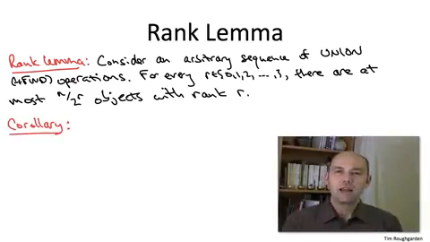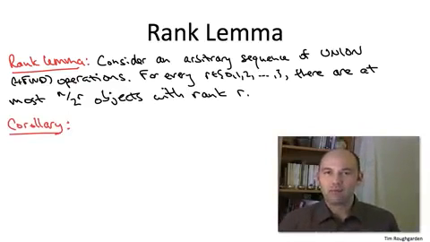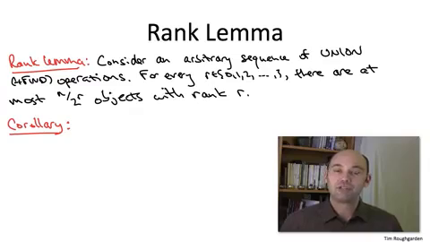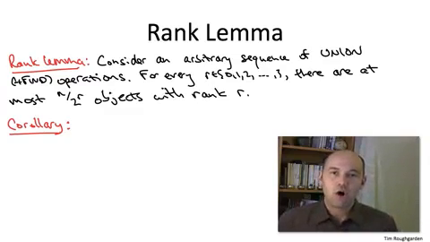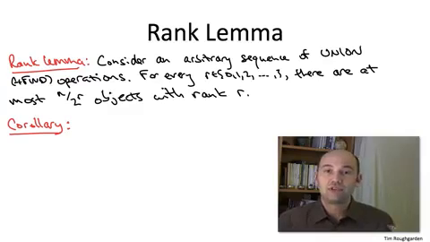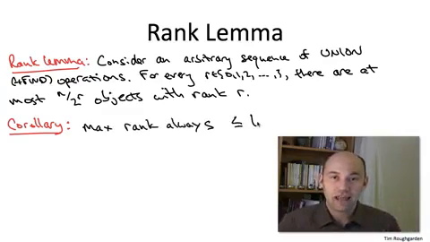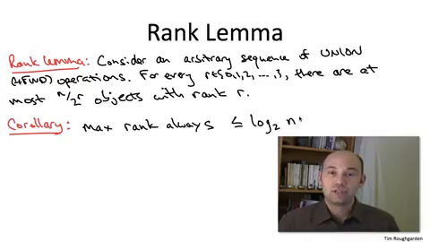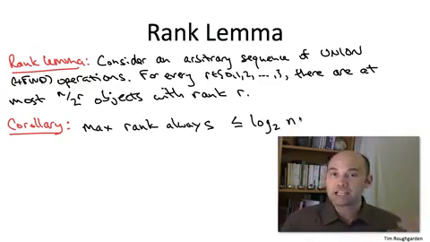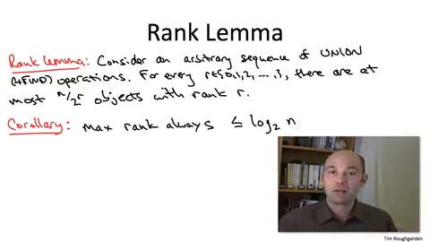And if you think about it, if we succeed in proving the rank lemma, we're pretty much done showing the efficacy of the union by rank optimization. So in particular, once you take r in this key lemma to be log base 2 of n, it says that there's at most one object that has rank log base 2 of n. And there can't be any objects that have rank strictly larger. That is, this lemma implies that the maximum rank at all times is bounded above by log base 2 of n.